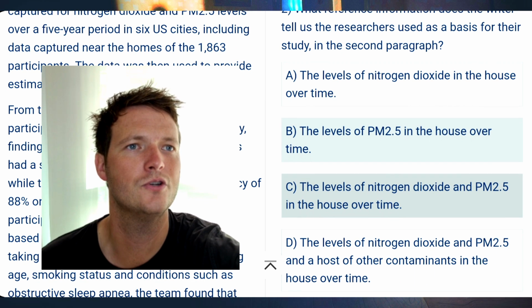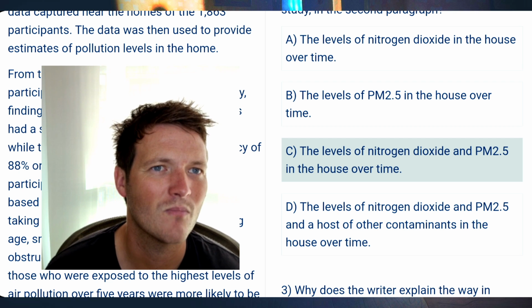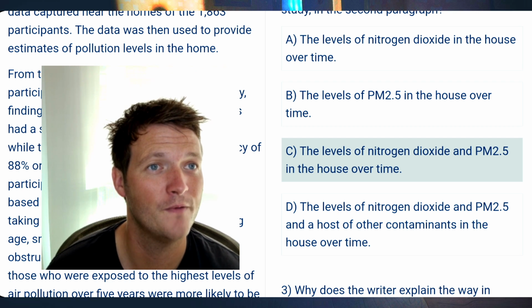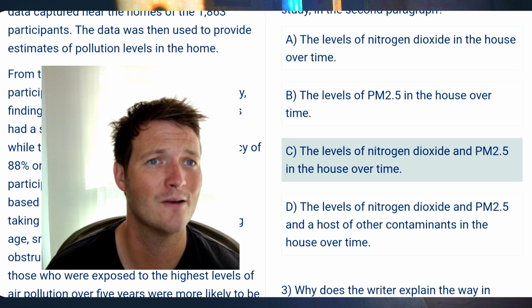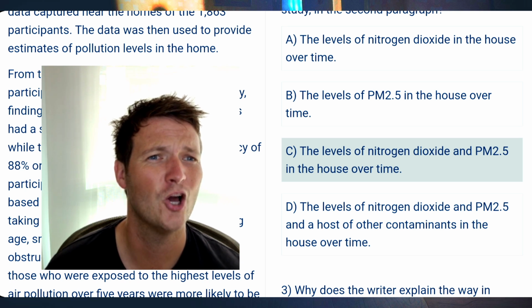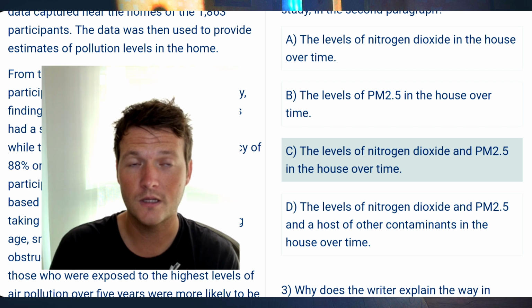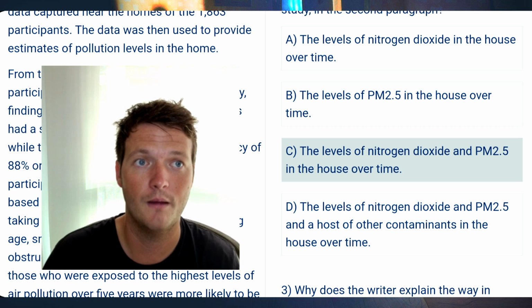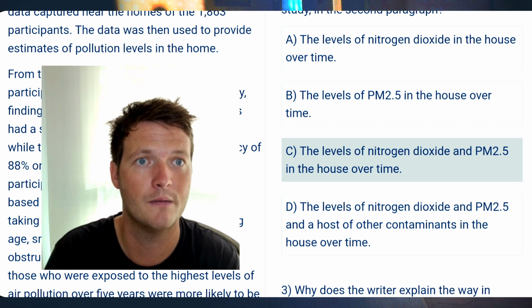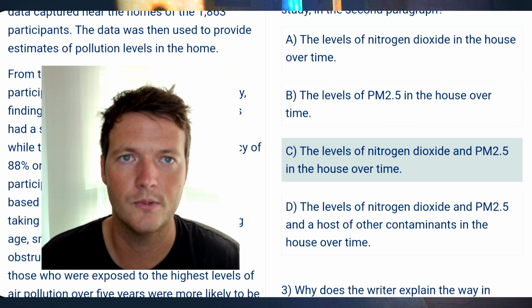A, the levels of nitrogen dioxide in the house over time. I don't think so. The levels of PM2.5 in the house over time. The levels of nitrogen dioxide and PM2.5 in the house over time. The levels of nitrogen dioxide and PM2.5 and a host of other contaminants in the house over time. So is it nitrogen dioxide, PM2.5, both, and other, nitrogen dioxide and PM2.5, or is it nitrogen dioxide, PM2.5, and a load of other possible contaminants?